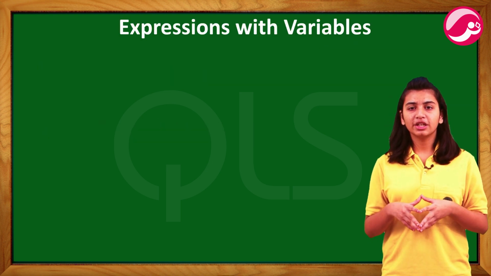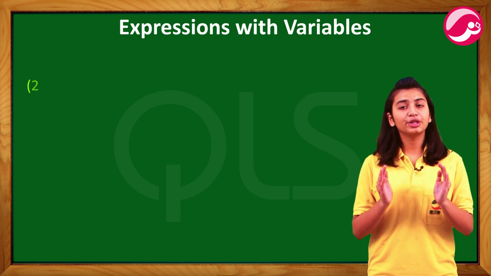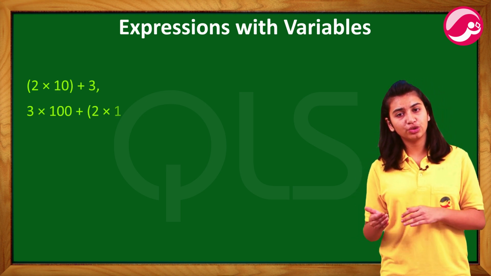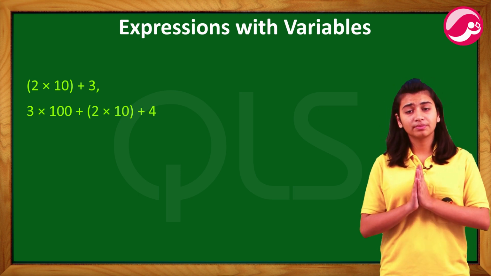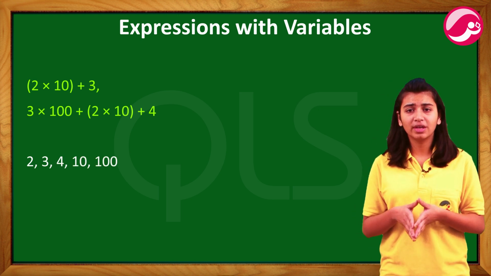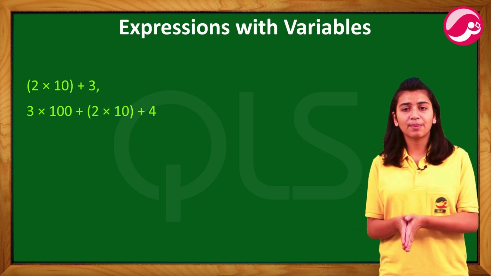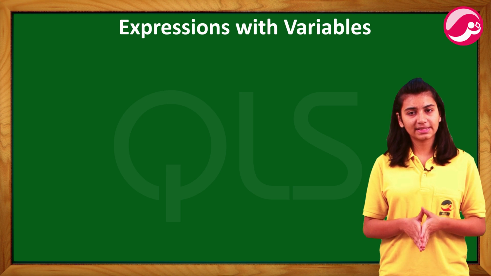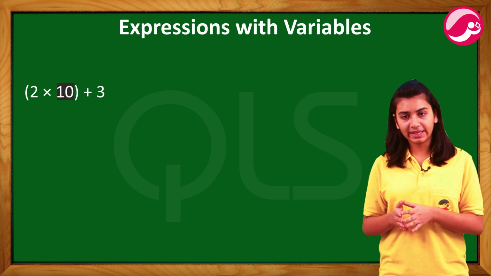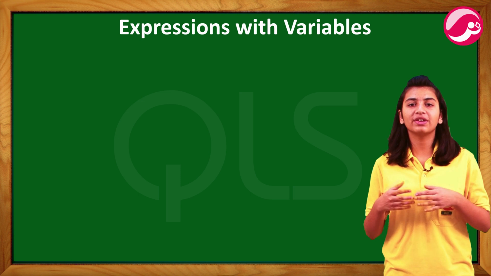Express in variables. Recall that in arithmetic we also come across expressions like (2 into 10) plus 3 or 3 into 100 plus 2 into 10 plus 4, etc. These expressions are formed from numbers like 2, 3, 4, 10, 100 and so on. To form expressions, we use all the four number operations of addition, subtraction, multiplication and division. For example, to form 2 into 10 plus 3, we have multiplied 2 by 10, then added 3 to the product. Expressions can be formed from variables too.